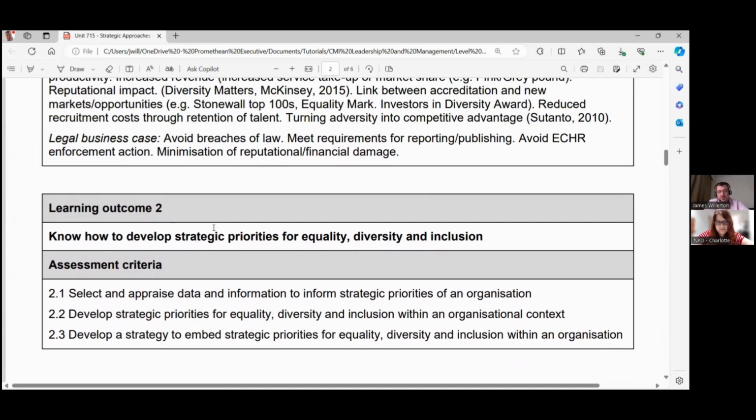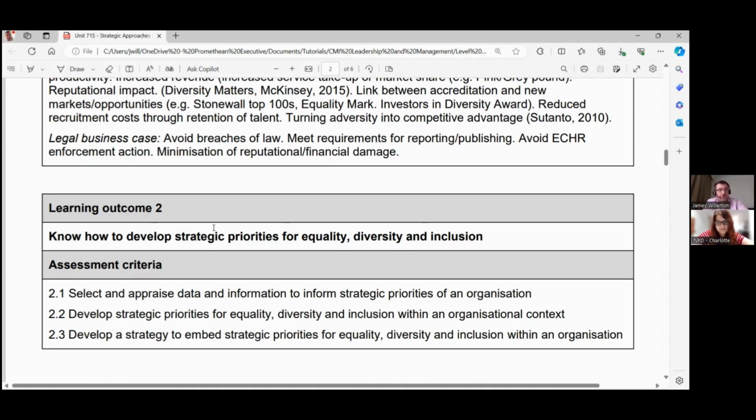2.1, 2.2, 2.3 are very similar. And the whole thing is trying to walk you through a process by which you can develop a strategy around ED&I. And so 2.1 is really interrogating the data and information environment that we may use to inform those strategic priorities. So, what are the different options we have in organizations to find data that could help us to make better choices or to work on the agenda of equality, diversity, and inclusion where we are.